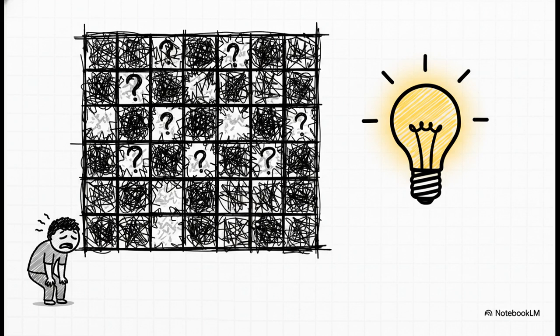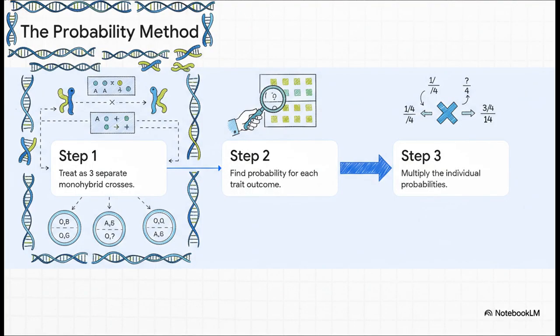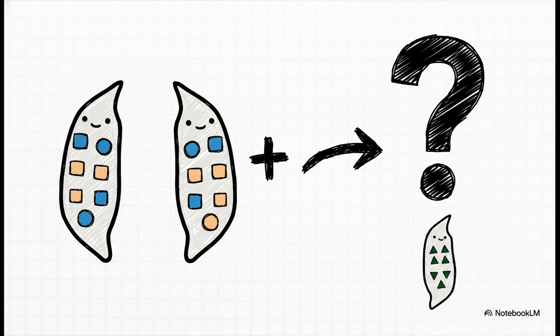But luckily, there is a much more elegant and, frankly, smarter way to solve this. And this is it, the probability method. It's a total game changer. Instead of one giant, messy problem, you just break it down into 3 small, simple monohybrid problems. You find the probability for each trait on its own, and then you just multiply them all together. It's so much better. Let's use a practice question to see just how easy this is.